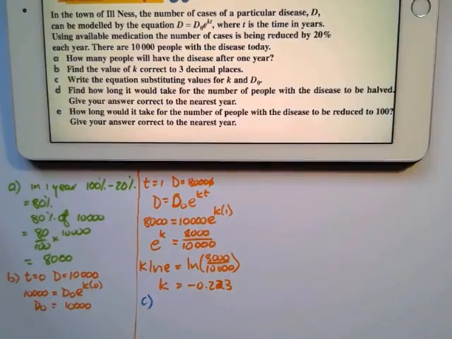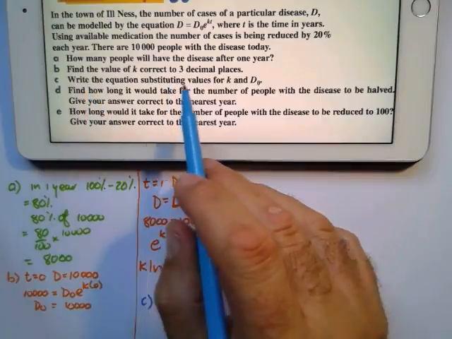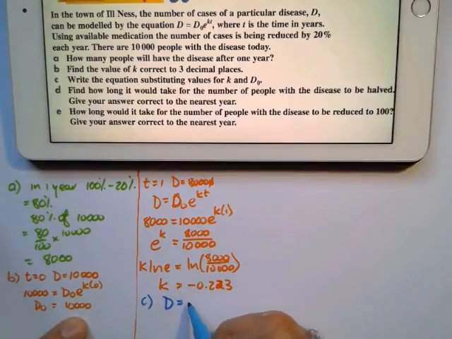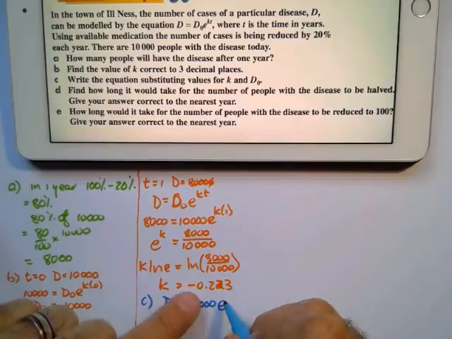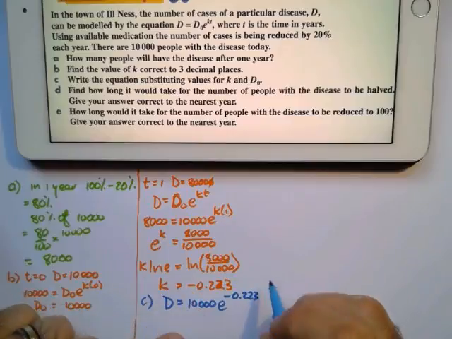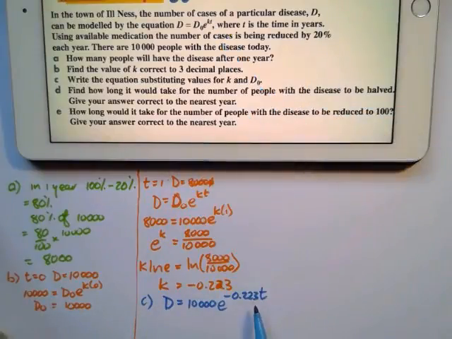In C, they say write the equation substituting for K and D0. So I know that D equals, what is D0? D0 is what we found here, it's 10,000. E to the power K, we know what K is, it's minus 0.223, and T depends on what time it is, and that's where that T comes from. So that's my equation at any time.